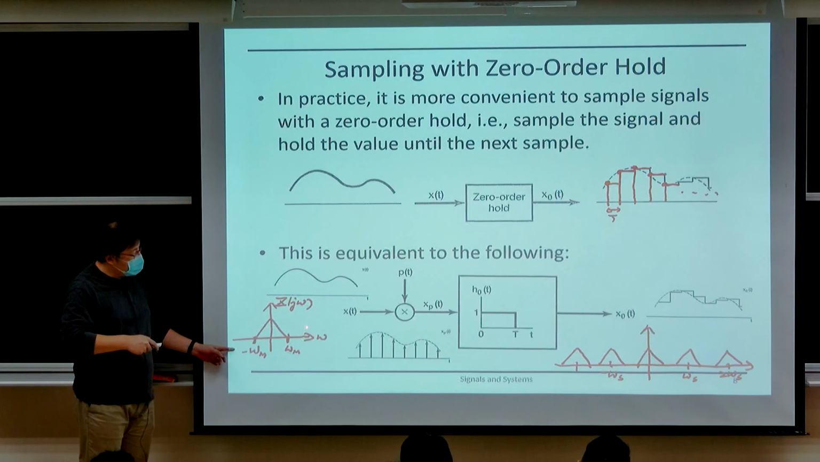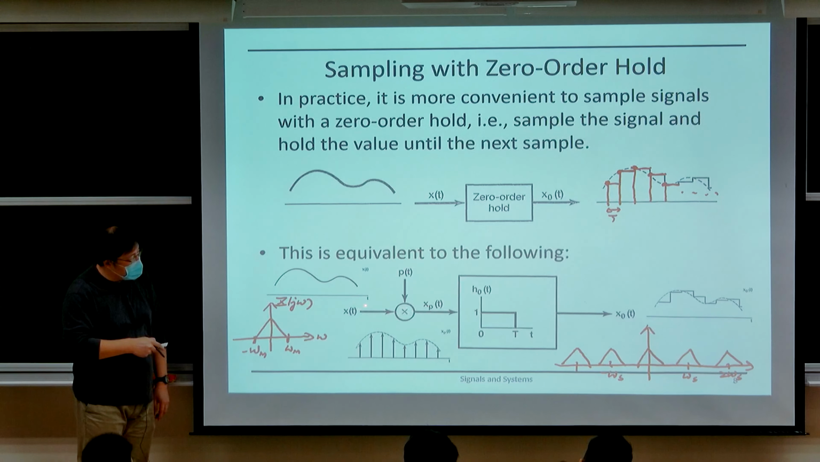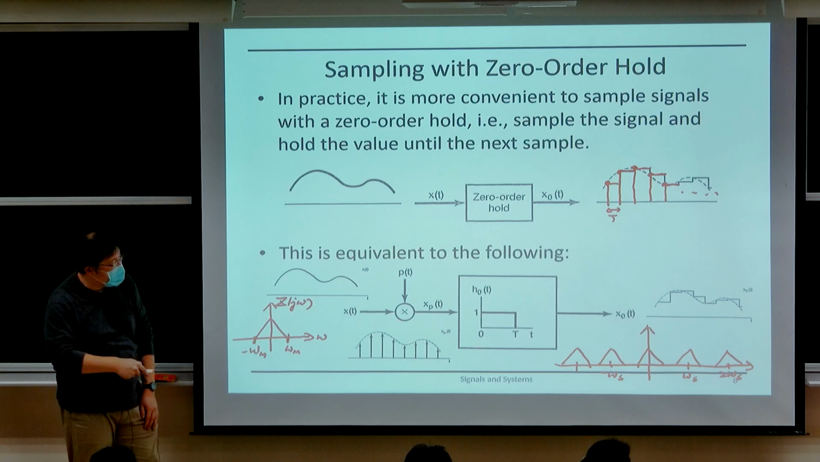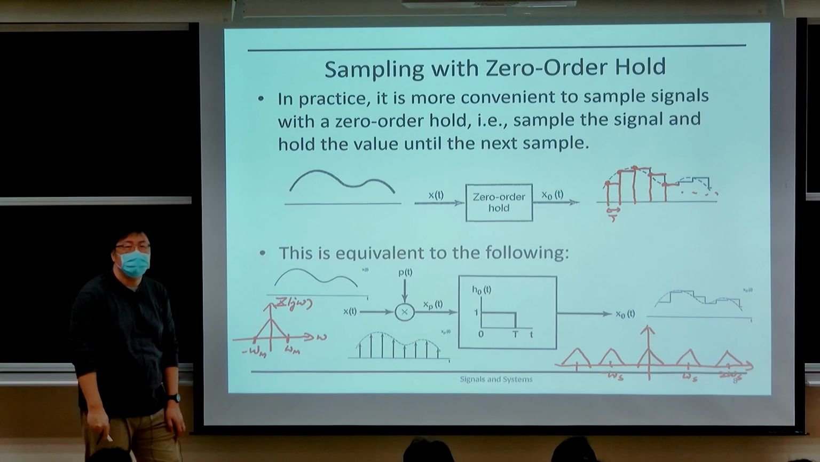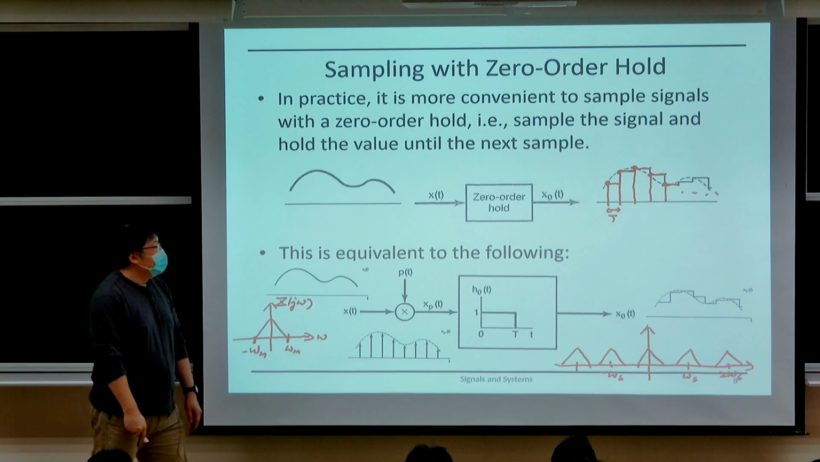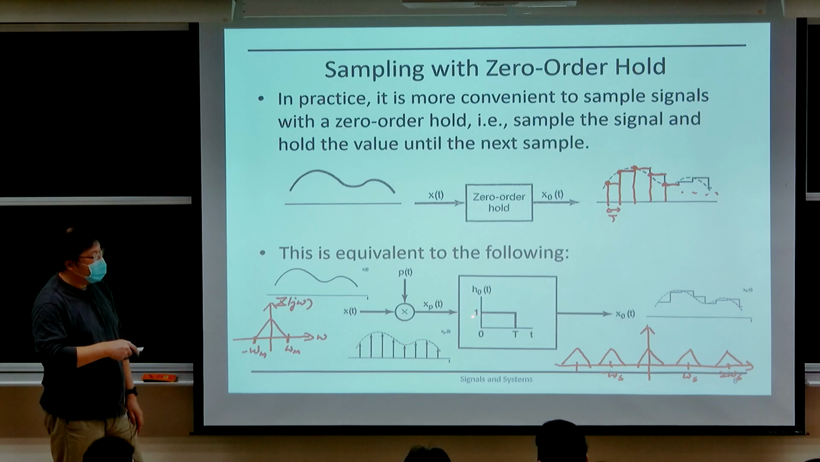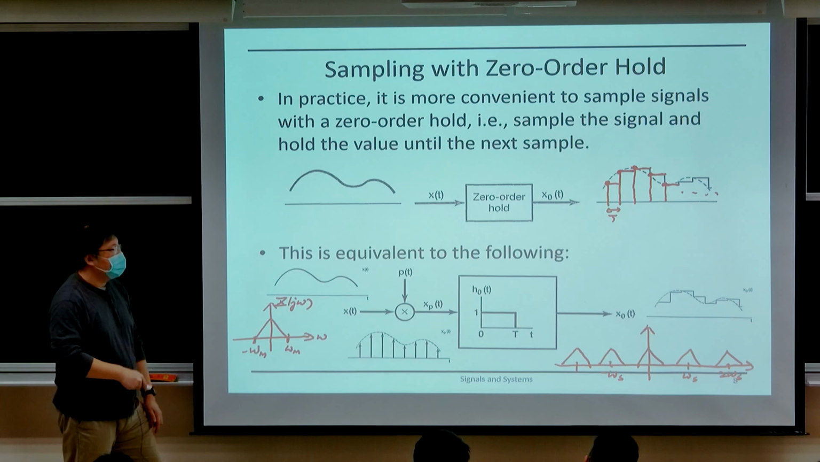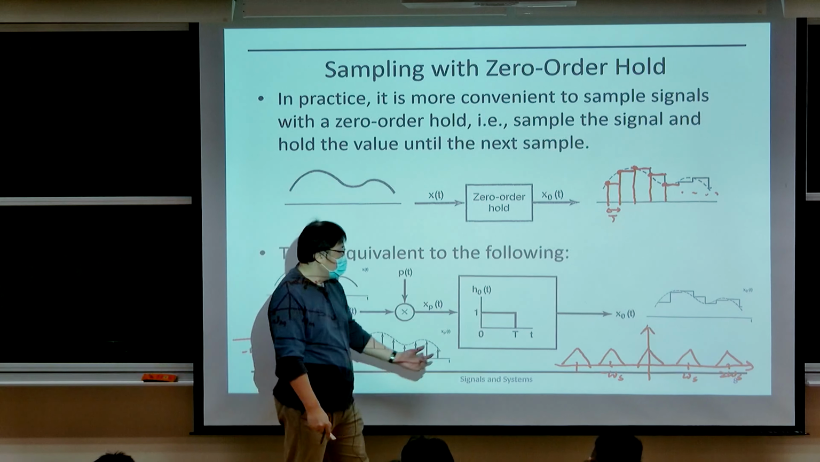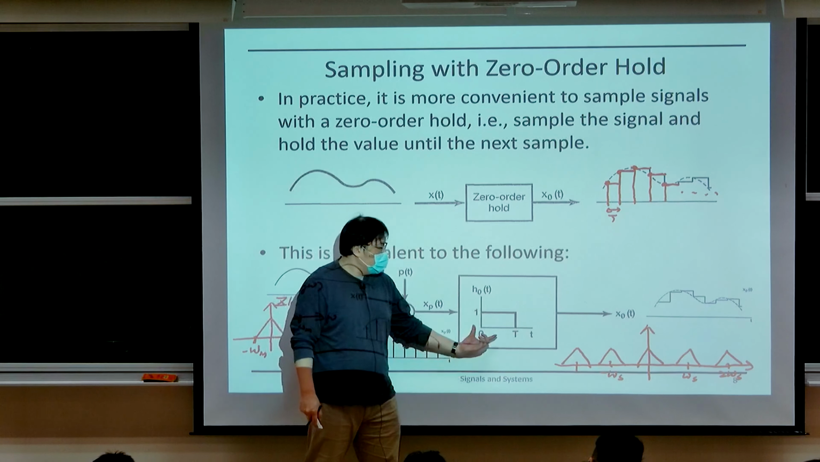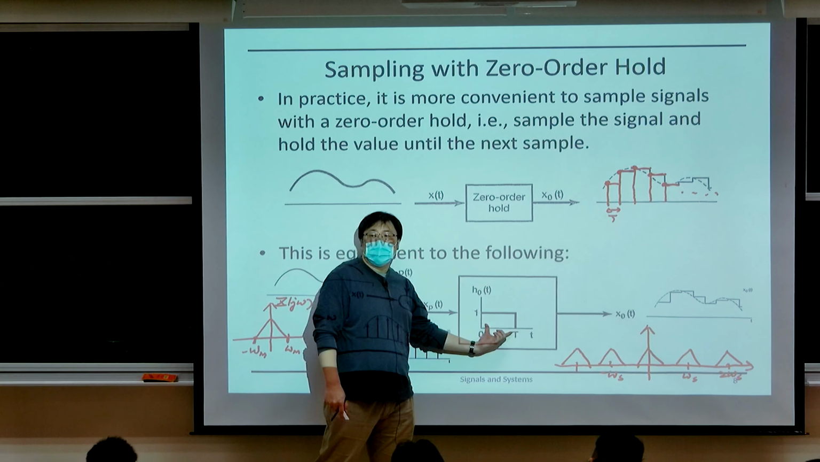Right, so when you multiply this with an impulse train, you get a signal like this, which has a Fourier transform that is equal to this. Now, this signal is passed through a filter with impulse response equal to a rectangle.